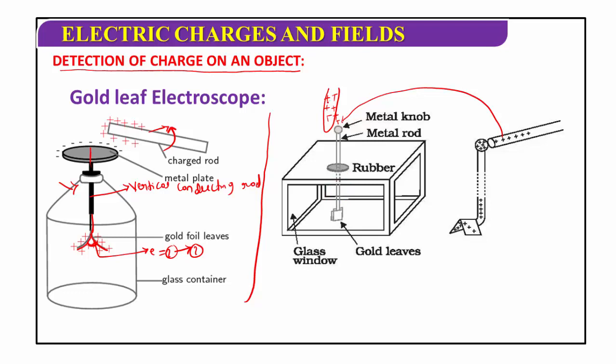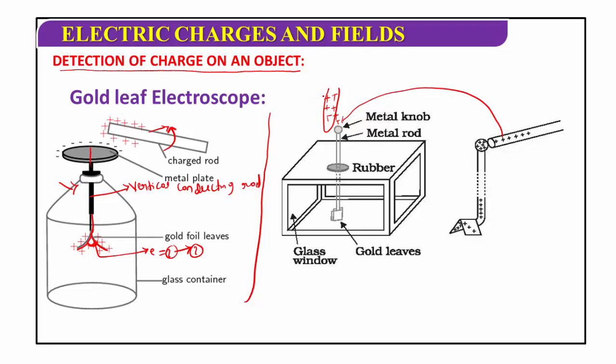When a positively charged body is placed here, the leaves diverge; when a negatively charged body is placed here too, the leaves repel and diverge. When two glass rods are rubbed with silk, they repel each other. Two plastic rods rubbed with fur or wool again repel each other.